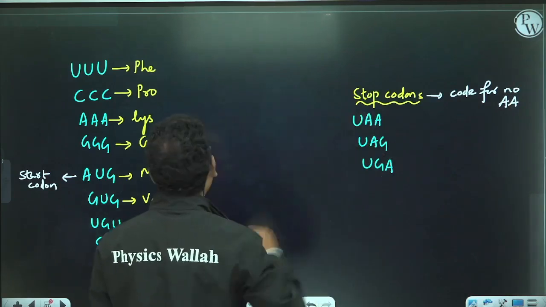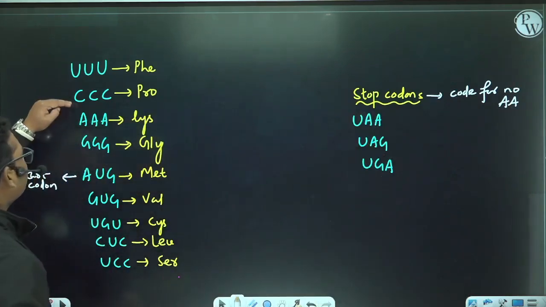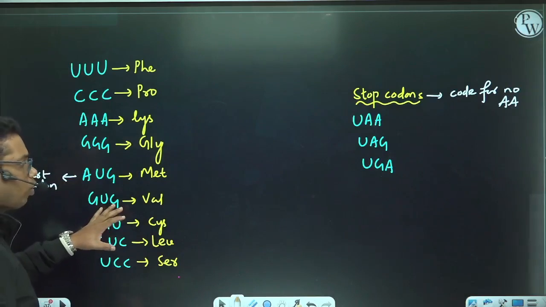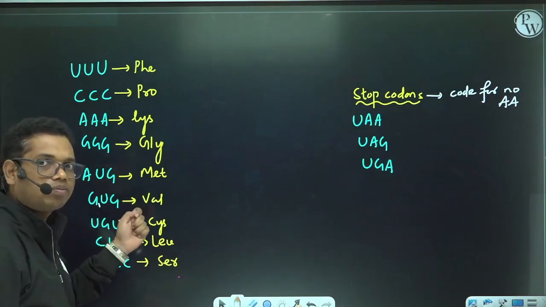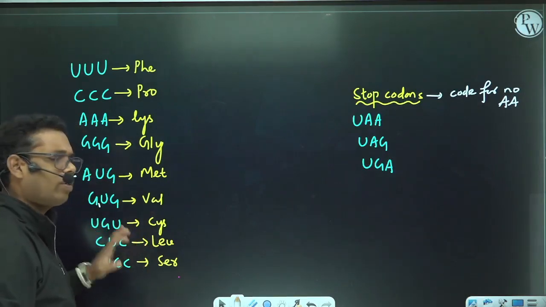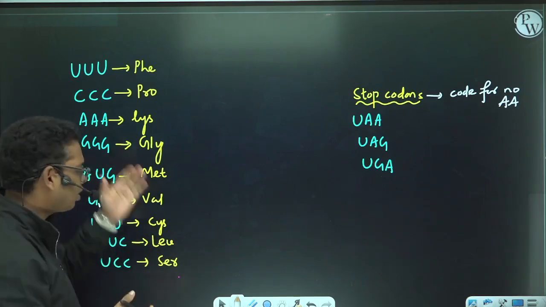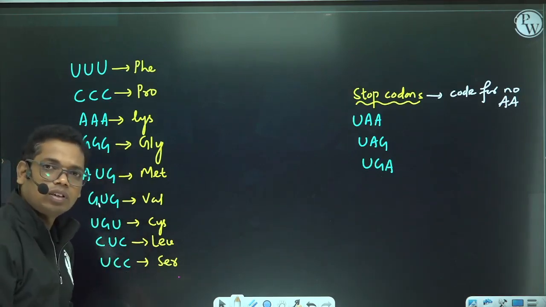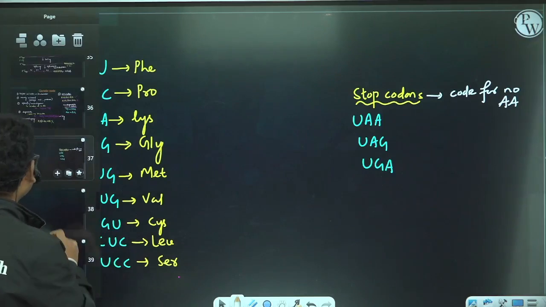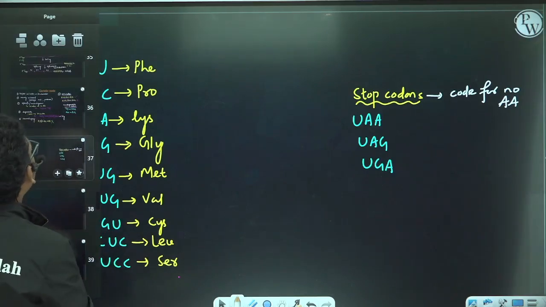Okay, these are the stop codons. UUU, UCC, these are the codons. And these codons you have to remember. Other codons you do not have to remember. These are the codons which you have to remember. Okay, so this is about codons, genetic code.